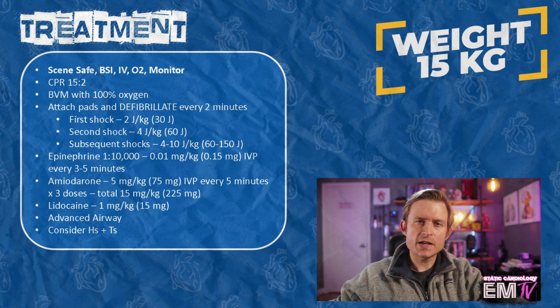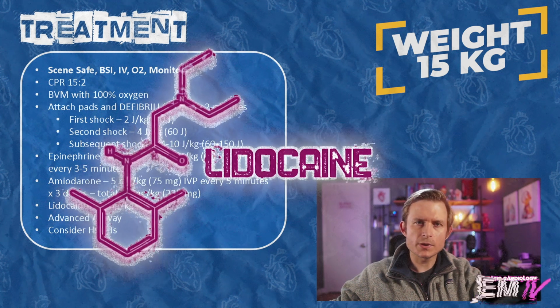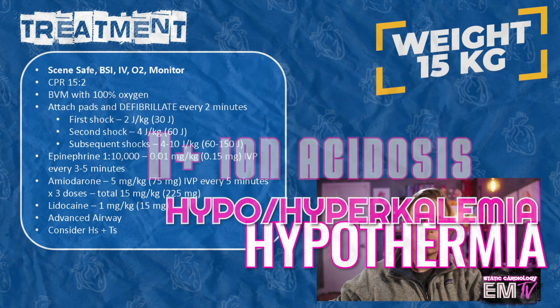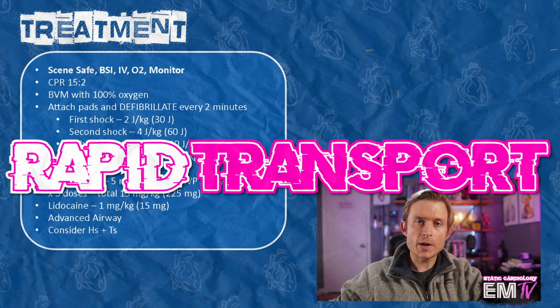As an alternative to amiodarone, or after I've maxed out the amiodarone, I could consider giving lidocaine. Lidocaine will be dosed at 1 milligram per kilogram. Based on this patient's weight, this will be 15 milligrams given IV push. I'll then consider placement of advanced airway and consider my reversible causes of cardiac arrest, otherwise known as the H's and T's. And finally, rapid transport.